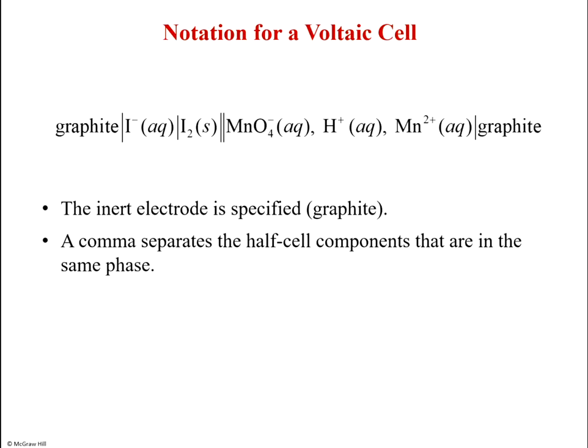Then we have our 2 vertical lines for the salt bridge. Then we have the permanganate, acid, and the manganese 2. And notice they're all in aqueous solution, so we have no vertical line. We simply have commas between each because they're intermingled. And then we have one vertical line for our second graphite electrode.